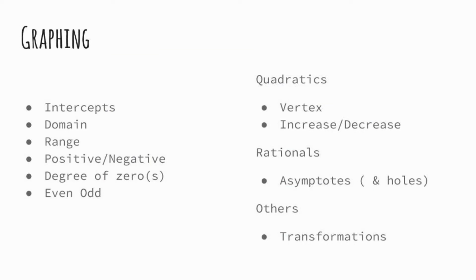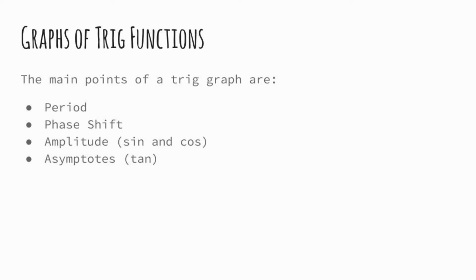Now, when you are not given a function that you can identify the basic graph for, here are some of the things that you can work through to sketch the graph: intercepts, domain, range, positive or negative, degree of zeros, even, odd, quadratics, increasing, decreasing, rationals, asymptote.